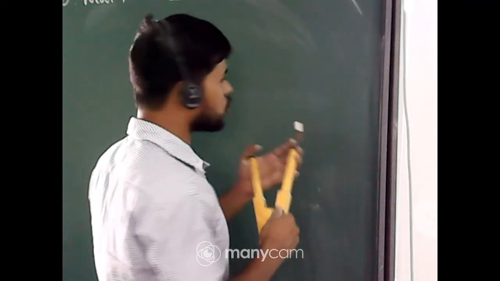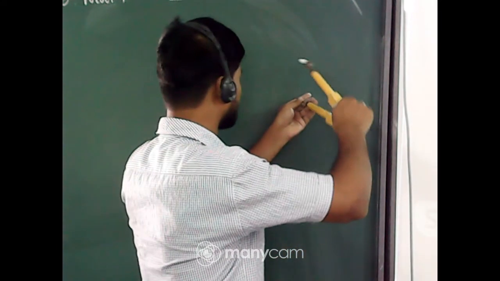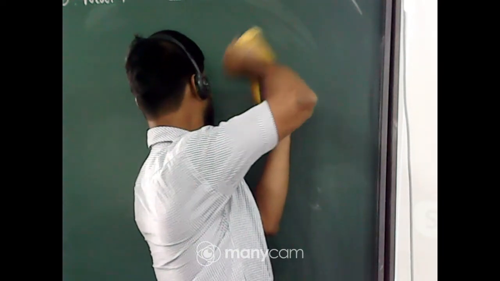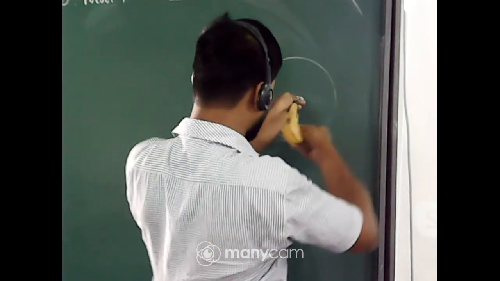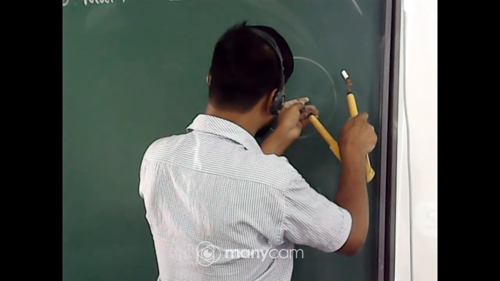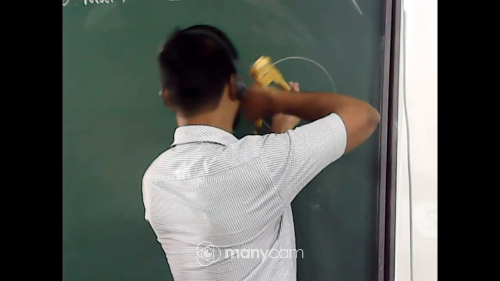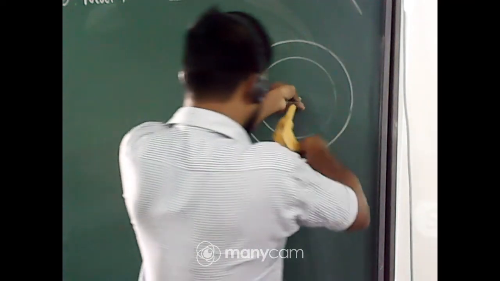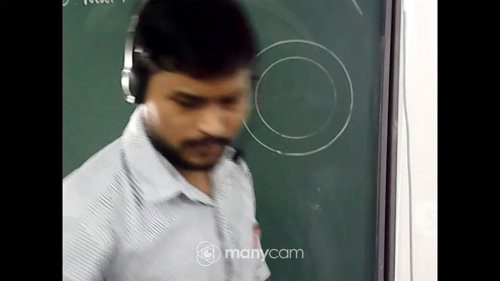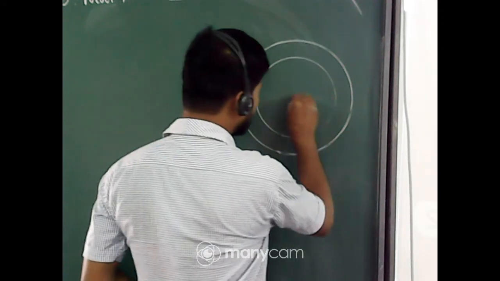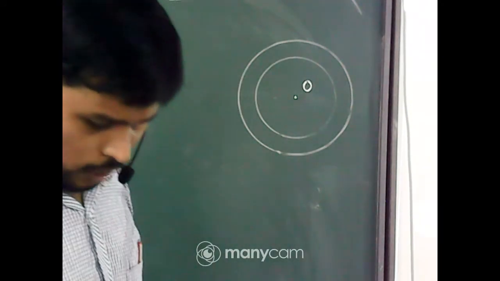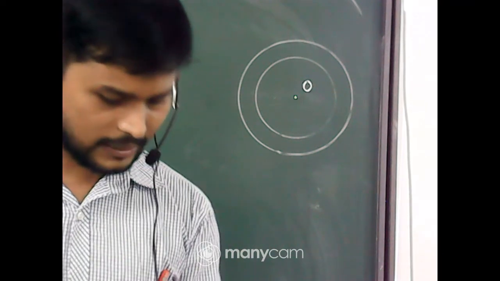Okay, so first draw two concentric circles. This is one circle. I think we know what is the concentric circle. Concentric circles means two circles are said to be concentric if they have the same center but different radius. Okay, so let us consider these two circles and this is the center of the circle. So the radii of the two concentric circles are 5 centimeter and 3 centimeter.